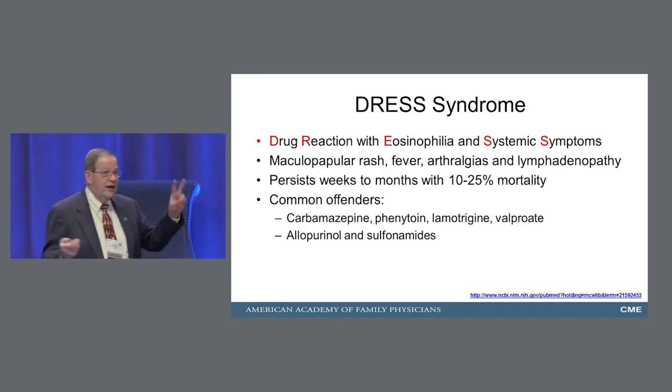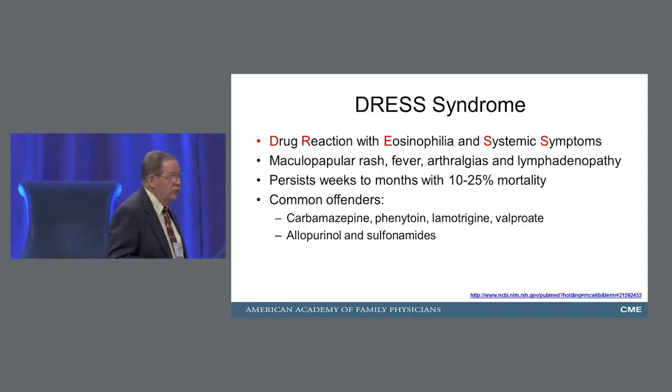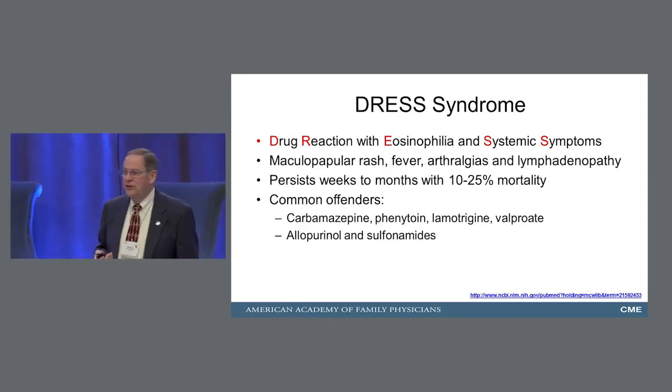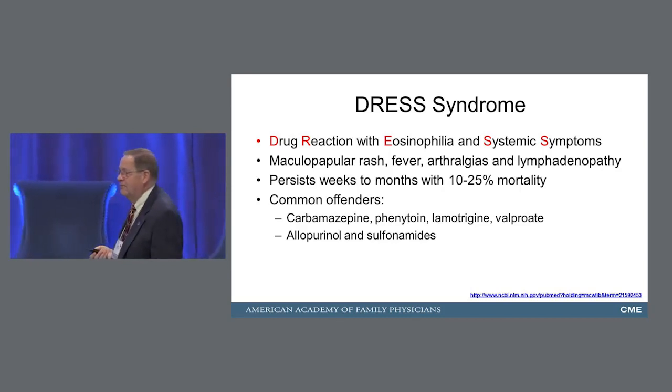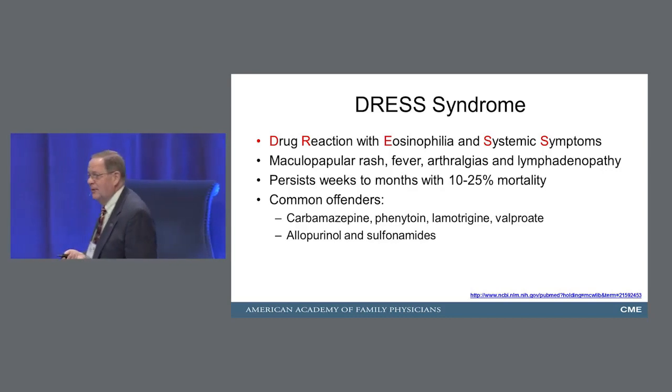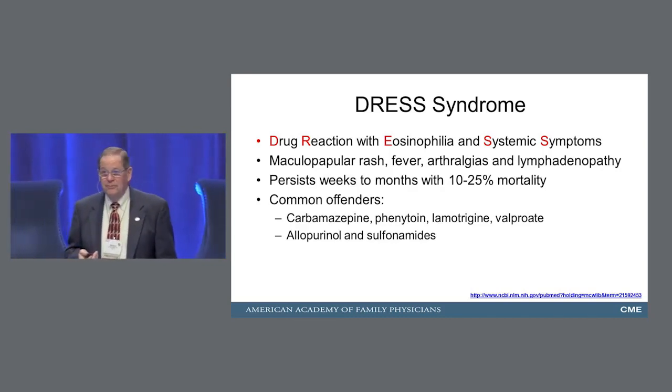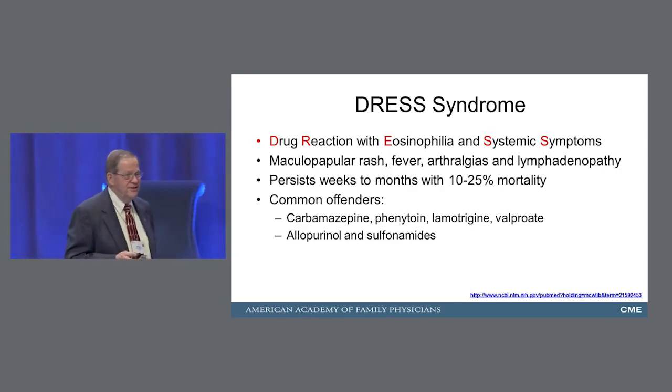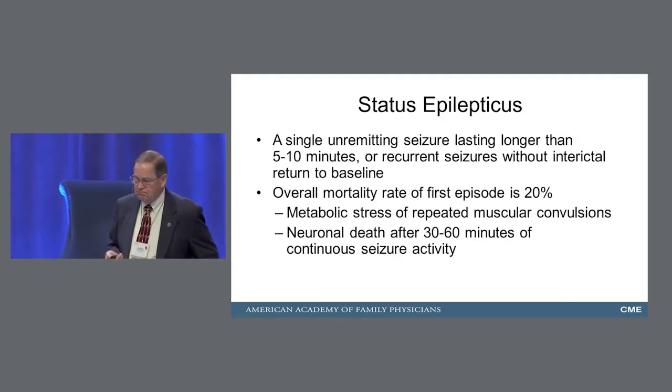And I've seen 2 cases in the last 5 or 6 years of induction by sulfonamides in a patient taking Bactrim who had the DRESS syndrome. So this is not all that uncommon.